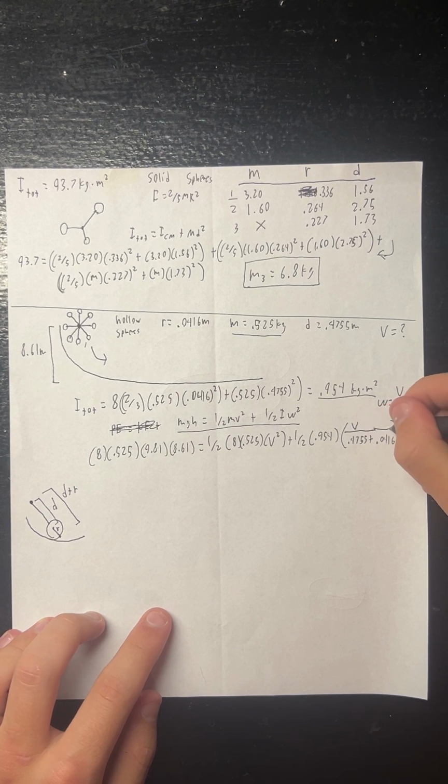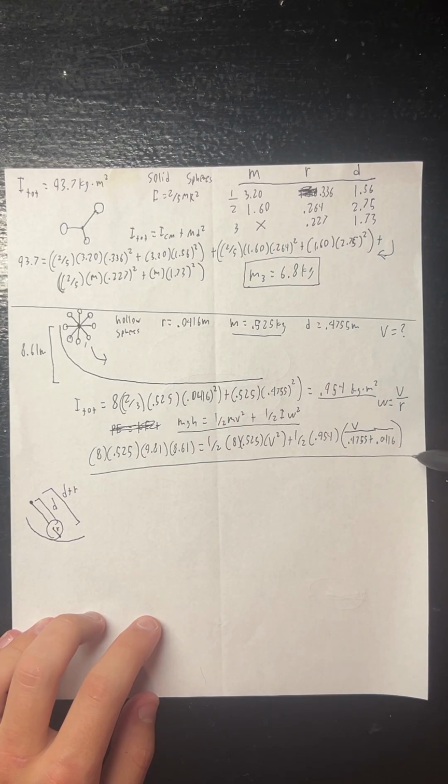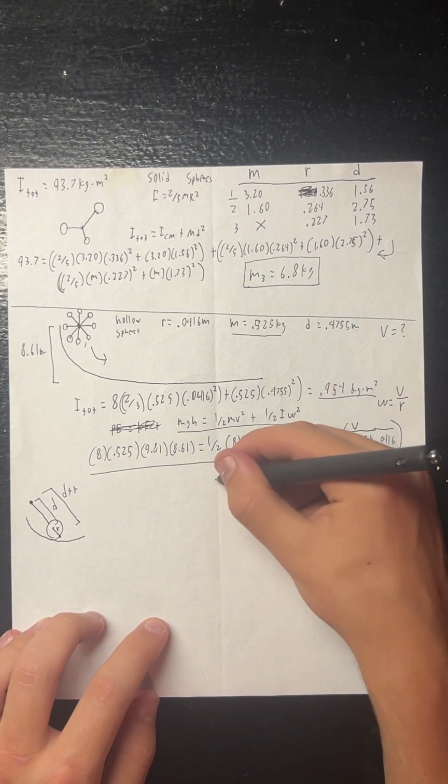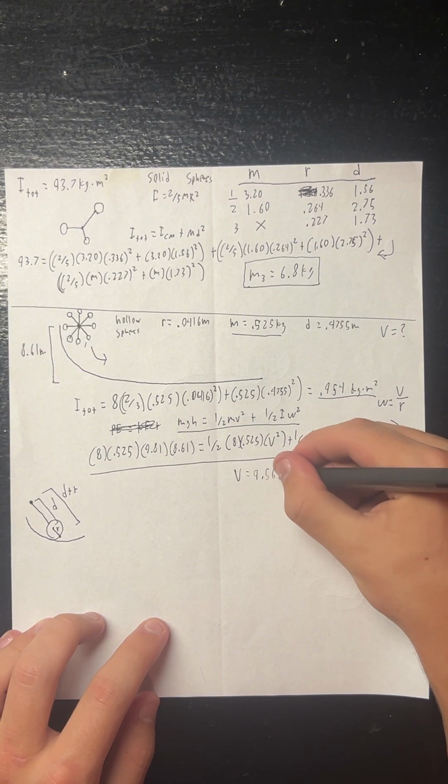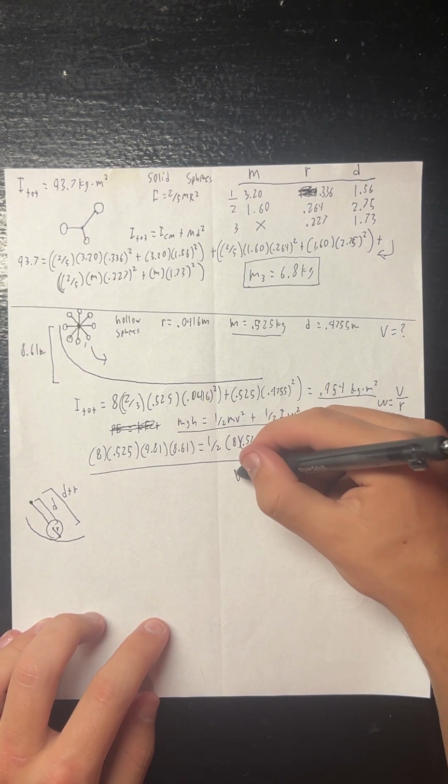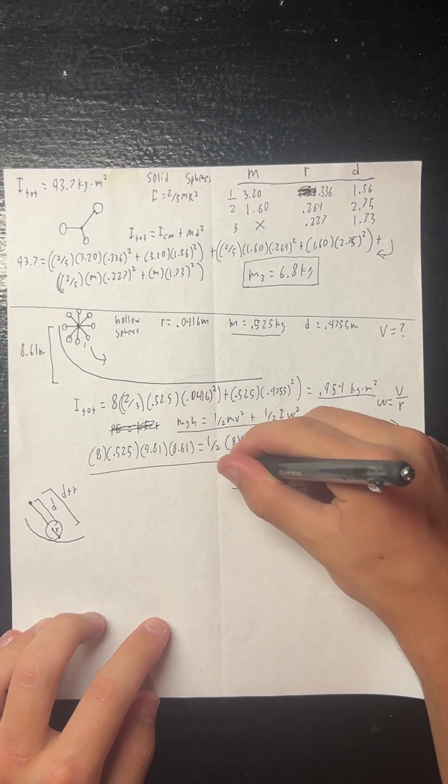Now, you have this entire thing set up, and you just numerically solve for our v, and it should come out to 9.56 meters per second. And that is how to do a question like that.